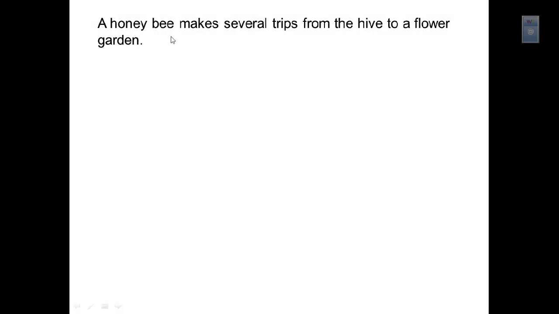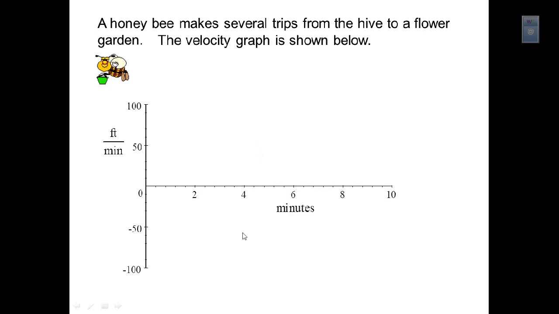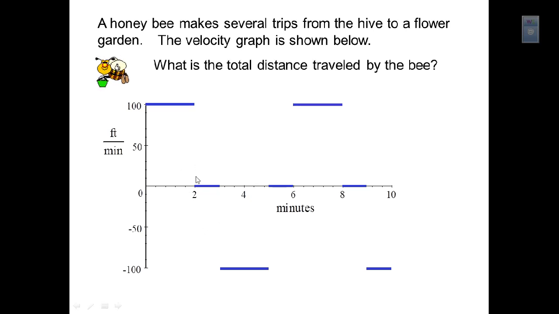Alright, for instance, let's say a honeybee makes several trips to the hive, from the hive to a flower garden. The velocity graph is shown below. So this is his velocity graph. Well, if we go in here and we calculate, we can find out what the total distance is traveled by the bee.